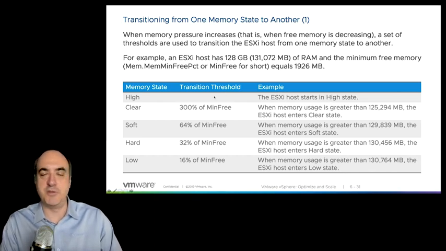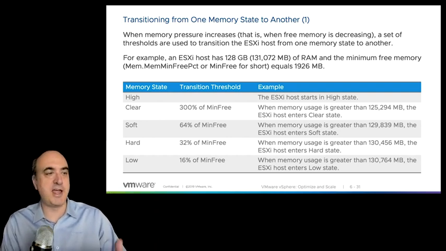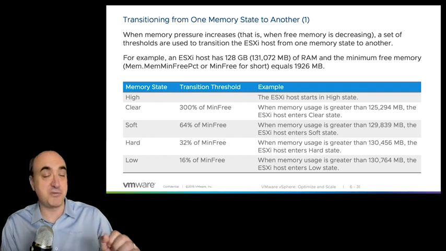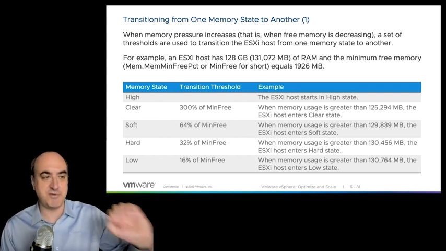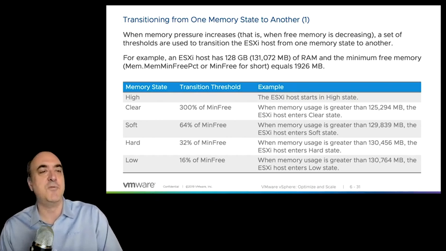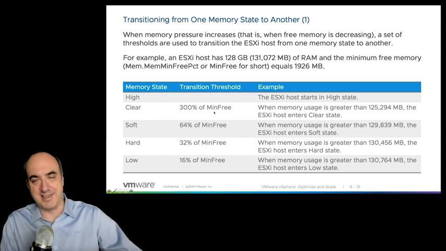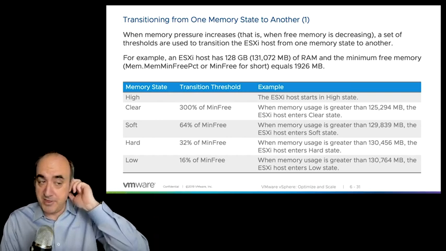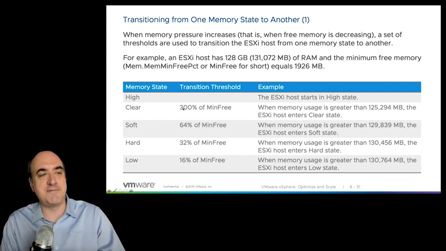But remember, there's this value of min-free, the value that the system has calculated. If we are at 3,000, if we are 3 times that value, whatever the min-free was, we're 300% of it. Well then, and I wrote min-free here, but that's just because this is easier to write than min-free percent. But whatever the min-free calculation is, 3 times that value is when the system starts to transition into clear.